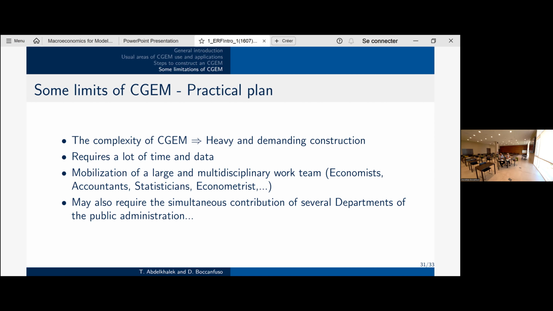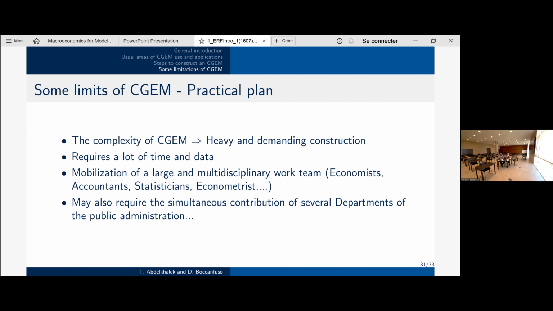Now, be aware that it's a heavy, demanding construction. It requires a lot of time and a lot of data to construct that framework. Generally, this mobilizes a large multidisciplinary work team. Yes, we have to be economists. Perhaps we have to understand national accounting.